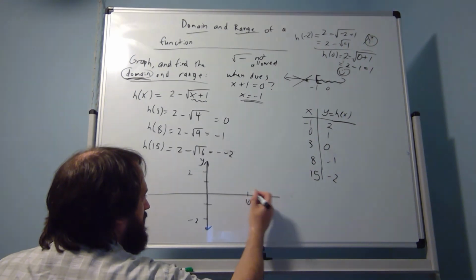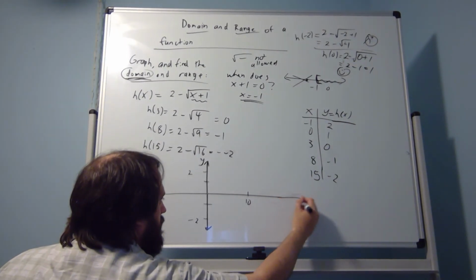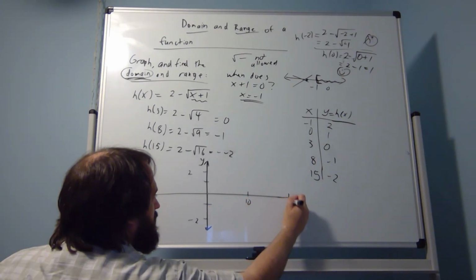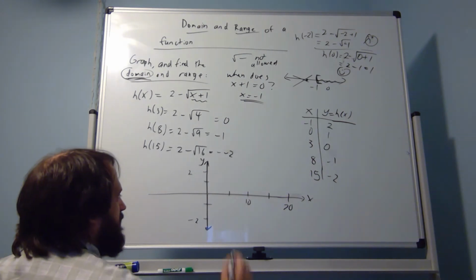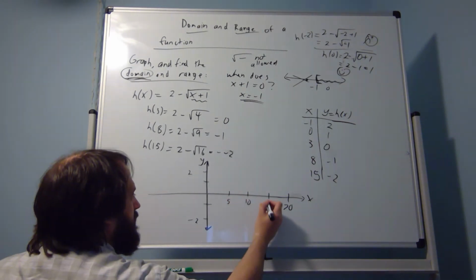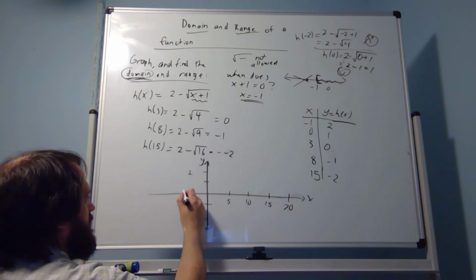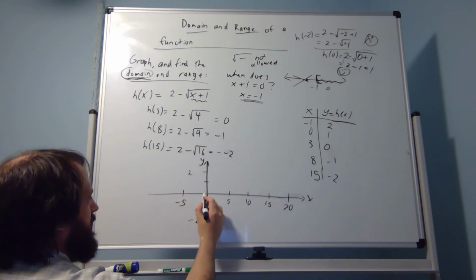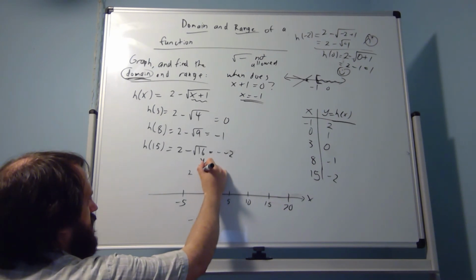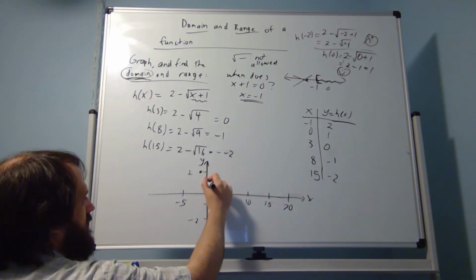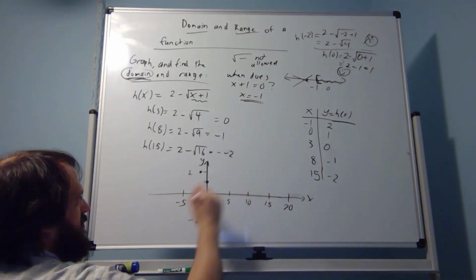I'll go a little bit farther. Here's 20, 15, 5. All right, so good enough. So when x is, here's -5, x is -1 would be right about here. We're up here at +2. When x is 0, we get 1.